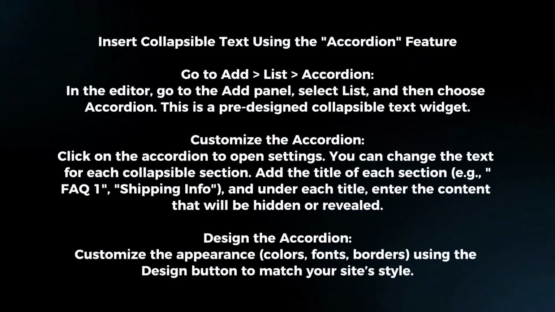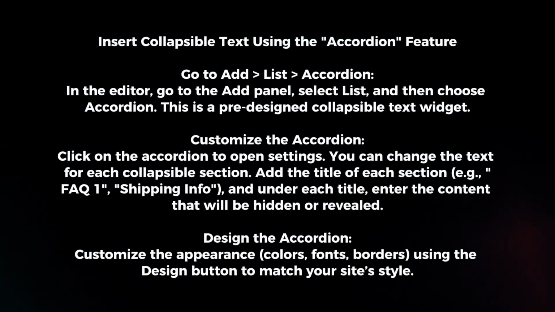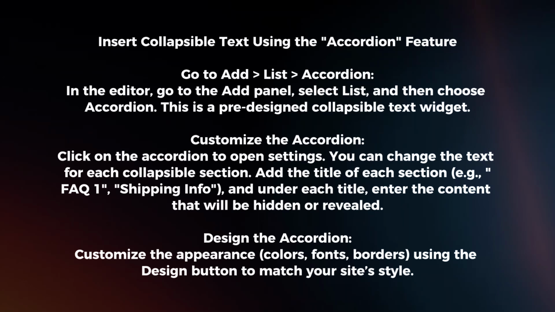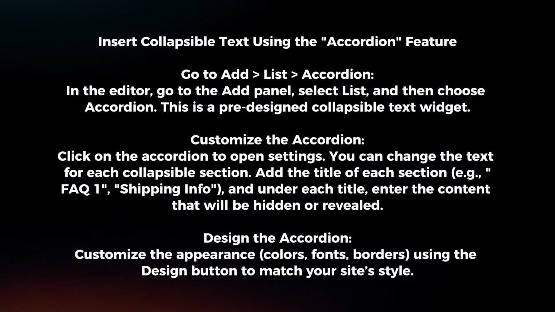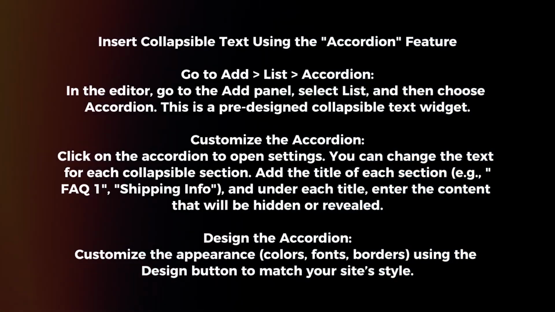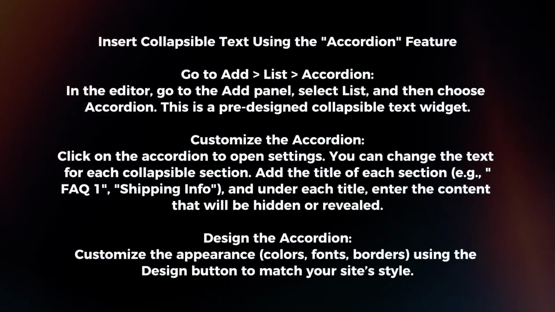Insert collapsible text using the accordion feature. Go to Add a List Accordion. In the editor, go to the Add panel, select List, and then choose Accordion. This is a pre-designed collapsible text widget.